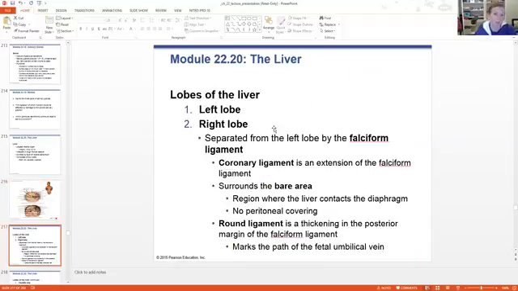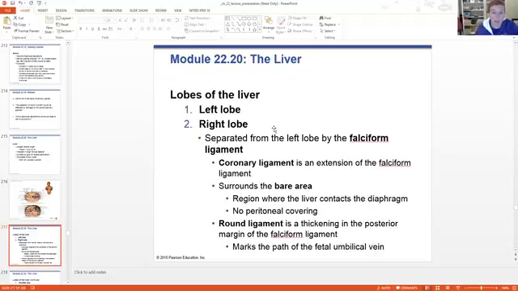So let's talk about the lobes. The left lobe and the right lobe are separated from each other by the falciform ligament. There's also a coronary ligament that is an extension of the falciform ligament. It surrounds the bare area, which is where the liver contacts the diaphragm, kind of the top area. There's no peritoneal covering to this section. And the round ligament is a thickening of the posterior margin of the falciform ligament.